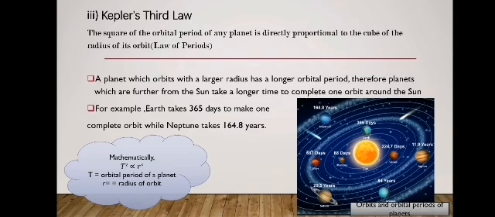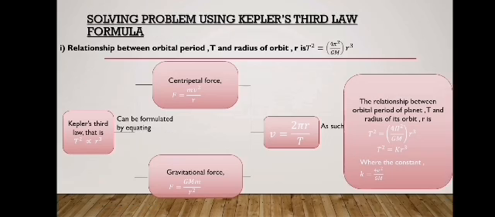T is the orbital period of a planet. R is the radius of the orbit. Solving problems using the Kepler's third law formula. Kepler's third law, that is T squared is proportional to R cubed, can be formulated by equating centripetal force and gravitational force. The centripetal force formula is F equals mv squared over R. m is the mass of a planet, v is the linear speed of the planet, and R is the radius of the orbit.